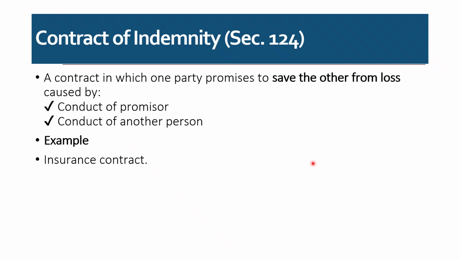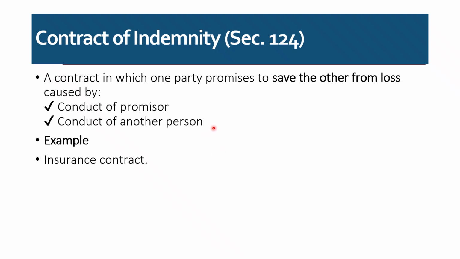Loss of what? It could be fire insurance, it could be marine insurance, employee fidelity insurance, business risk insurance. So here the indemnifier takes the responsibility to compensate the indemnified party for specific losses. Indemnity contracts are extremely important in business transactions. Why? Because they help manage and transfer the risk.